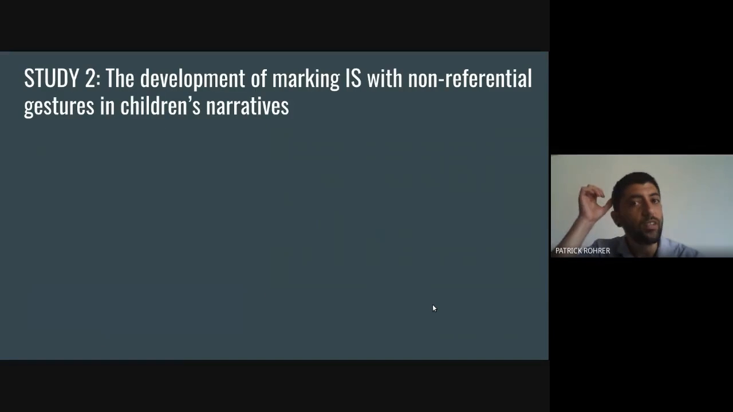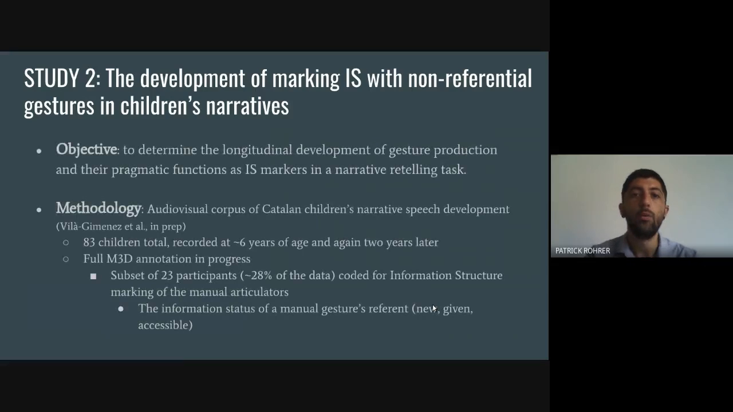The other study is about the development of marking information structure with non-referential gestures in children's narratives, where we wanted to determine the longitudinal development of gesture production and their pragmatic functions as information structure markers in a narrative retelling task. So we used the audiovisual corpus of Kaplan Children's narrative speech development, where we took a subset of 23 participants, about 28% of the data, and we coded the information structure marking of the manual articulators, particularly in terms of information status of a manual gesture's referent, whether it was new, given, or accessible.